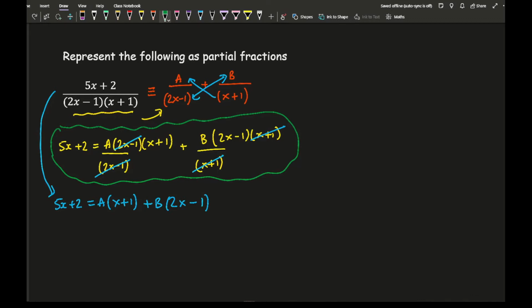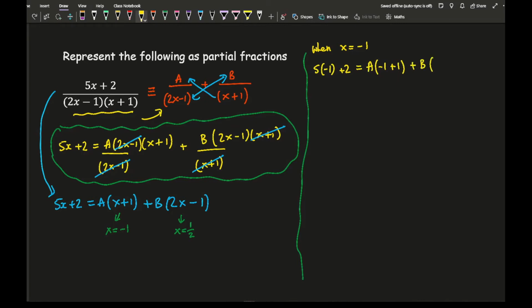So from this, I now need to find out my values of a, the x that I need to substitute. To make this bracket equal to 0, x needs to be minus 1, and to make this bracket equal to 0, x needs to be a half. So looking at this then, let's get yellow. When x equals minus 1, what I end up with is 5 lots of minus 1 plus 2 equals a lots of minus 1 plus 1 plus b, 2 lots of minus 1.